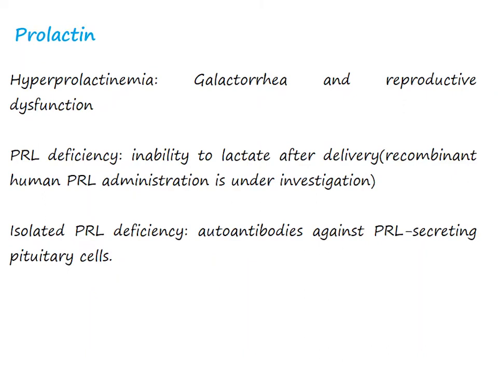Galactorrhea and reproductive dysfunction are the hallmarks of pathologic hyperprolactinemia. Women who present with galactorrhea have a range of menstrual disturbances including infertility, oligomenorrhea, and amenorrhea, and men present with symptoms of hypogonadism and of tumor mass effects, with galactorrhea occurring infrequently.